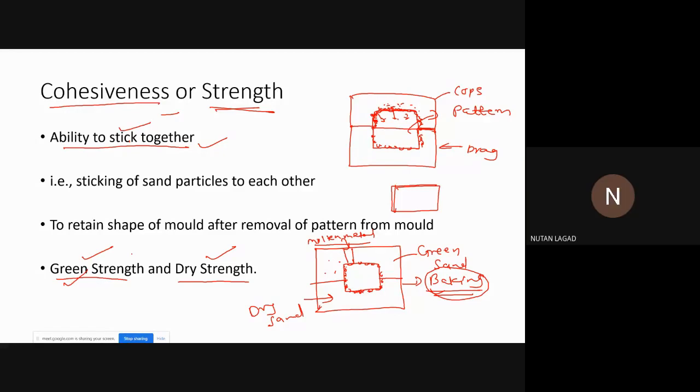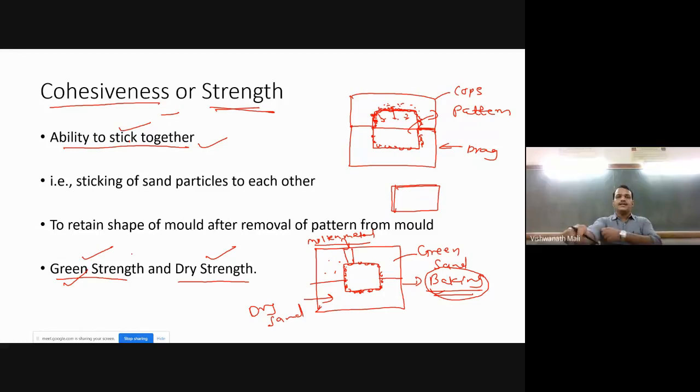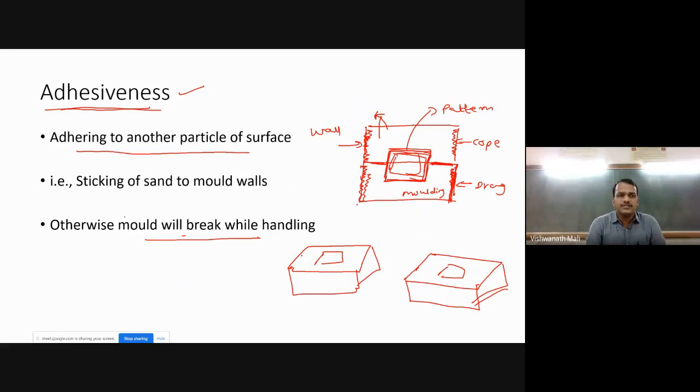Sir, what is the difference between adhesiveness and cohesiveness? Also, earlier we talked about collapsibility, that the sand should collapse after the mold is formed. Then why are we saying here that it should retain the shape of the mold? Retain the shape of the mold means what? First of all, adhesiveness. Adhesiveness means it should stick to another particle or surface. Here, the molding sand we are preparing, I will show in the video.